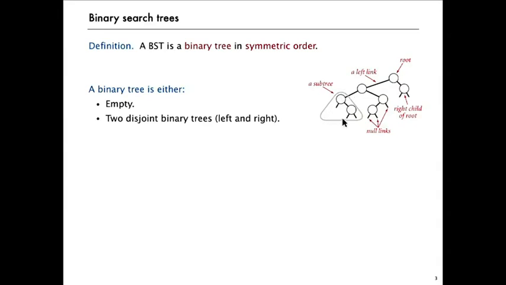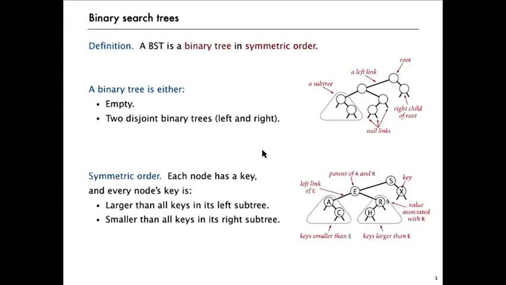We refer to every node in the tree as the root of a subtree, and we refer to the nodes below each node as its children. So this is the right child of the root, and that's a left link, and so forth. So that's the definition of a binary tree. In a binary search tree, each node has a key, and every node's key is larger than all the keys in its left subtree and smaller than all the keys in its right subtree.